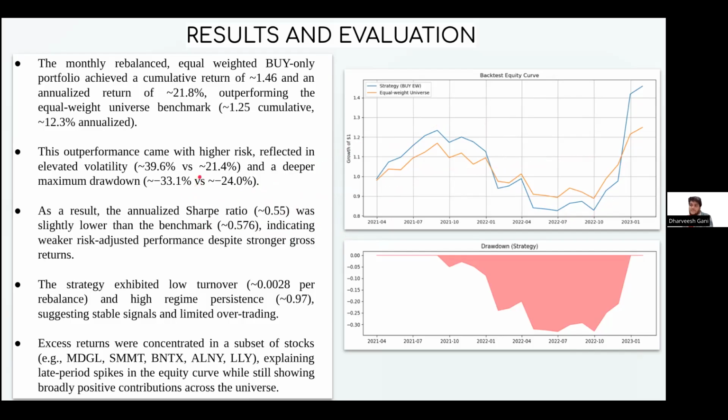So we got around an estimated 21.8 percentage better than the baseline model reward. But it came with a significant risk, like 39.6 percentage annualized volatility, and the drawdown was also worse than the baseline model, due to which the Sharpe value was also comparatively a bit lesser than the baseline model.